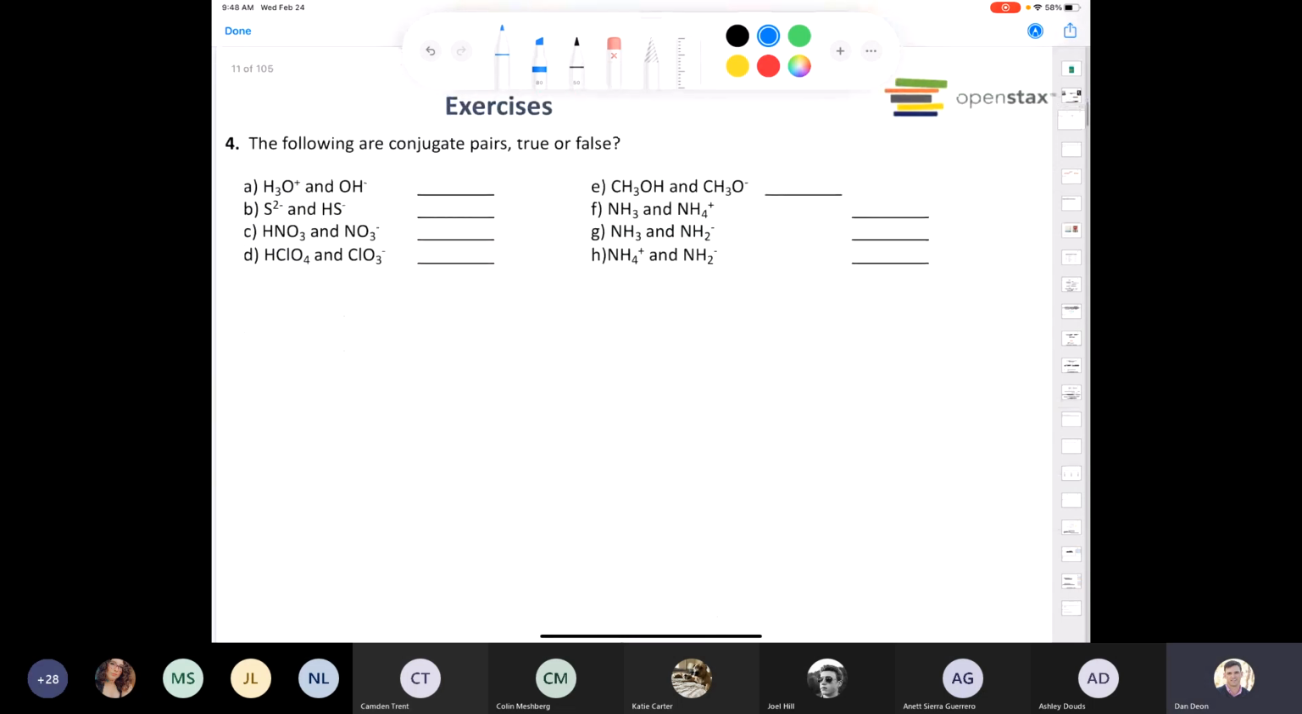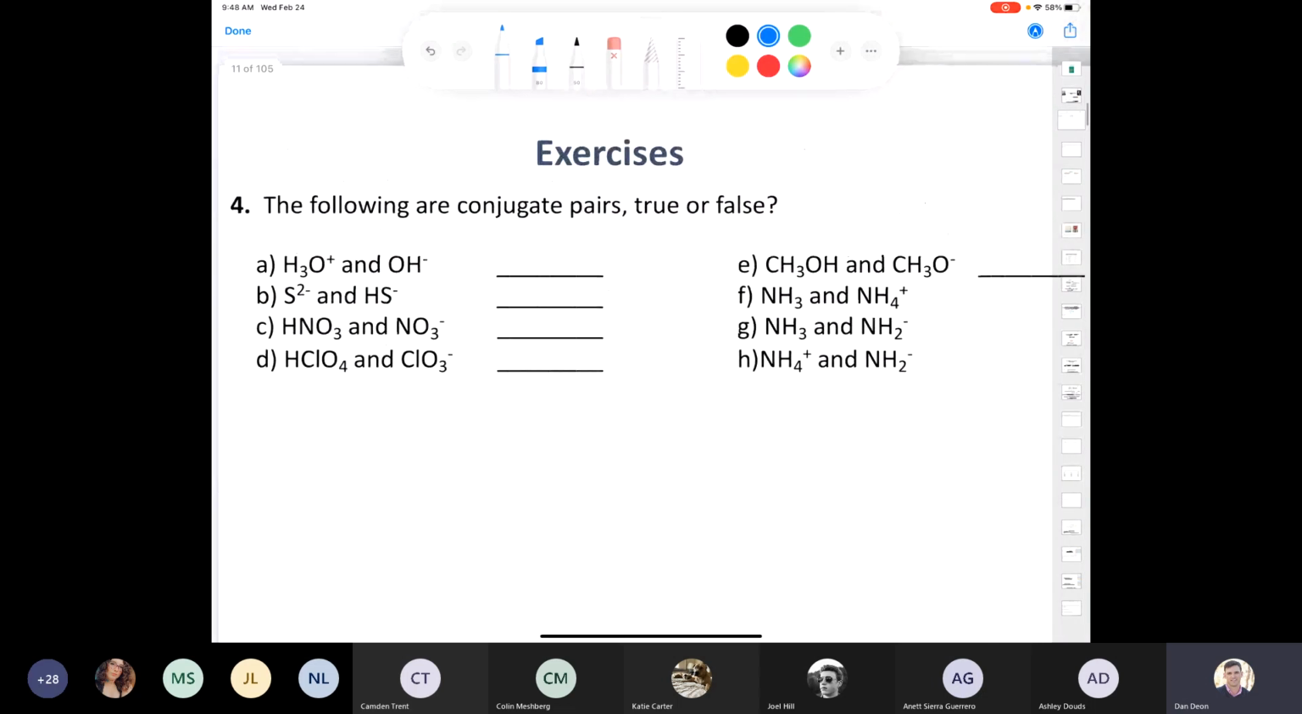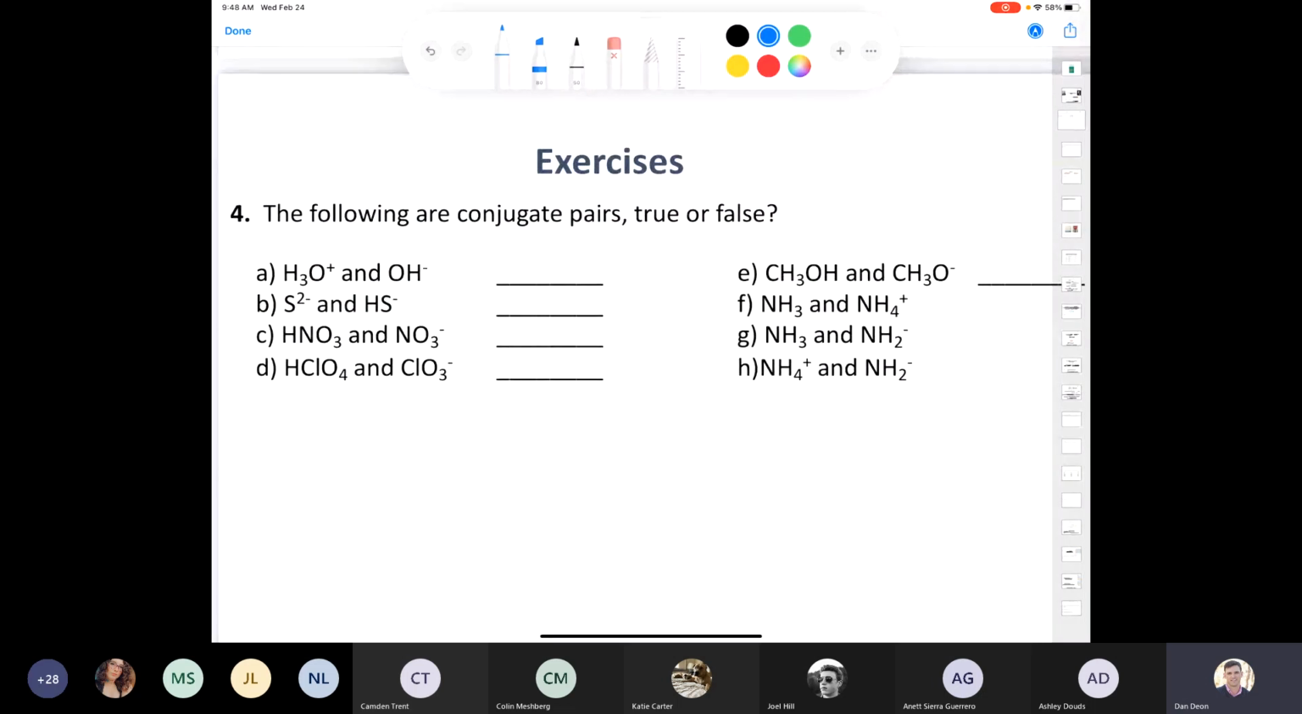Let's move on from there. Are the following conjugate pairs true or false? So are these conjugates, hydronium and hydroxide? False. I don't know why I put true. They are false. They are not conjugates. Sulfide and hydrogen sulfide. Yes.